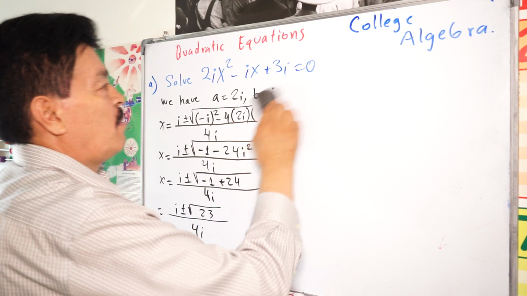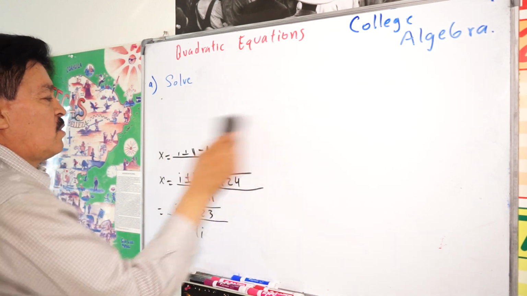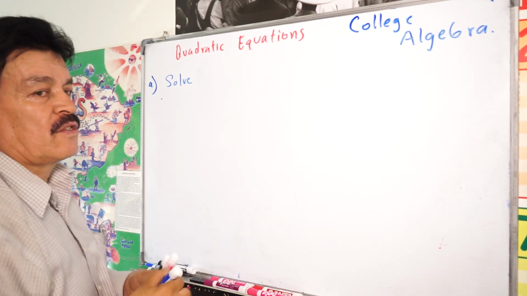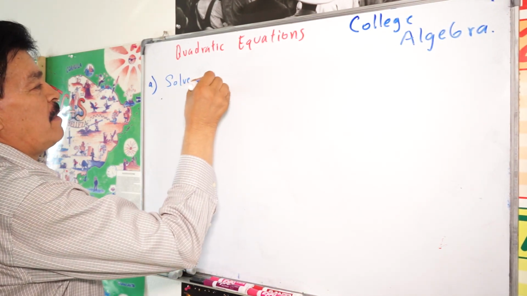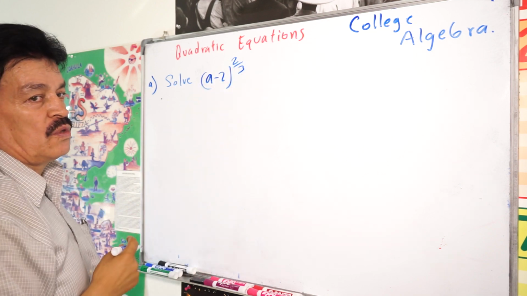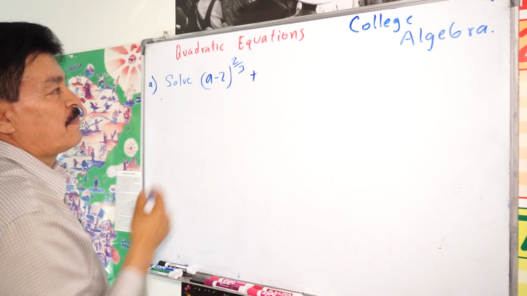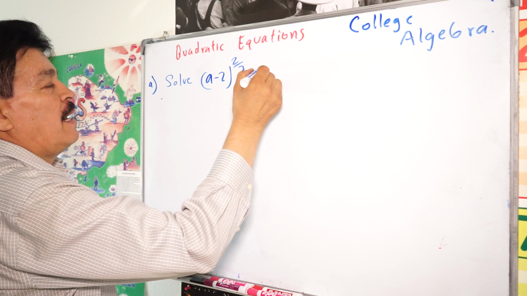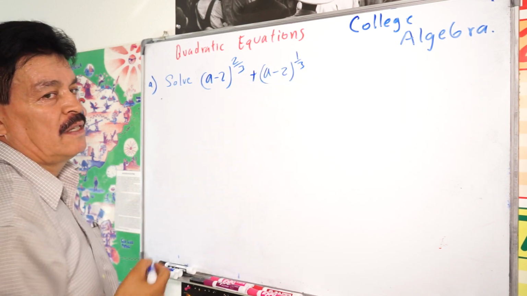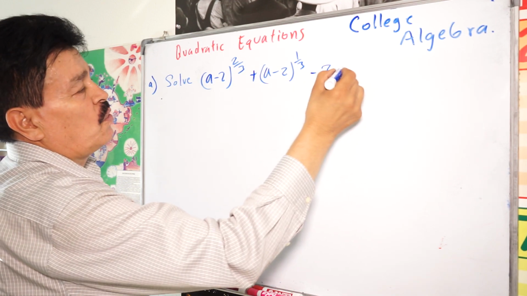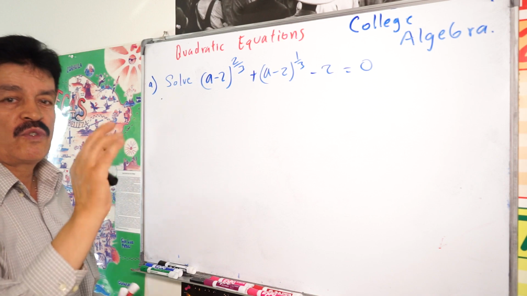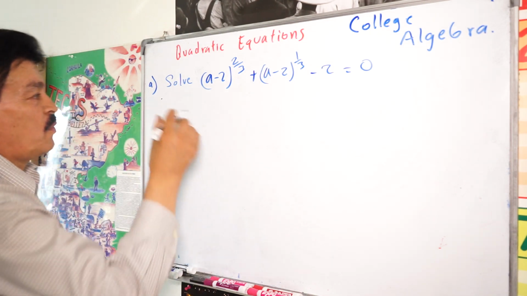Let's solve another problem different from this one. Just write it. Let's see. Solve (a minus 2) to the 2/3 plus (a minus 2) to the 1/3 minus 2 equals 0. All right. Look at this problem. We have to change or apply substitution here.